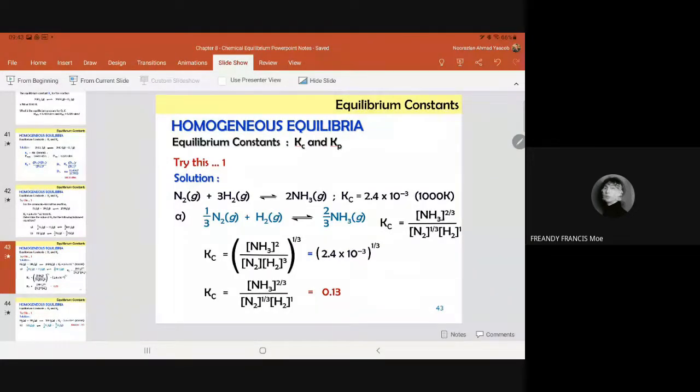Okay, dah dapat dah jawapan dia. Anyone can give me the answer? Someone tolong type your jawapan.